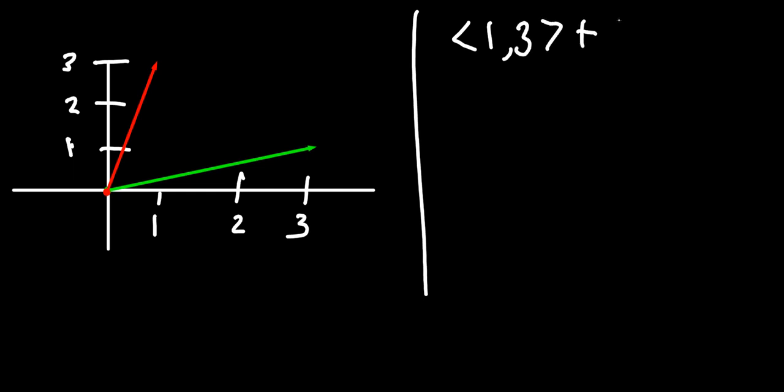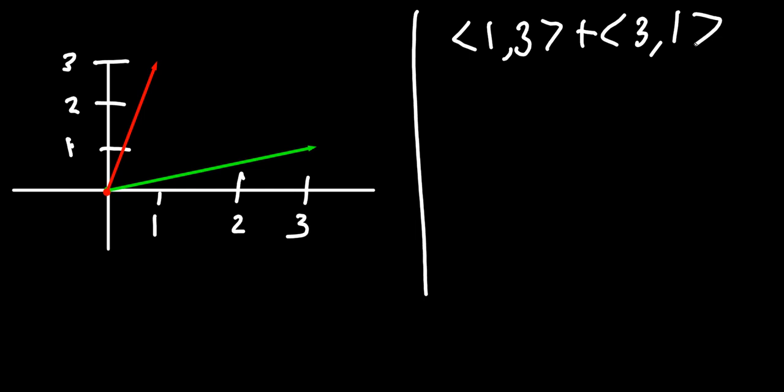So if we have here vector A, let's call the vector A the red one and vector B the green one. So let's identify first. We're going to have vector A, which is going to be, well, if you look at the x component, it's 1. If you look at the y component, it's 3. We're going to have an addition of this vector, which has an x component of 3 and has a y component of 1.